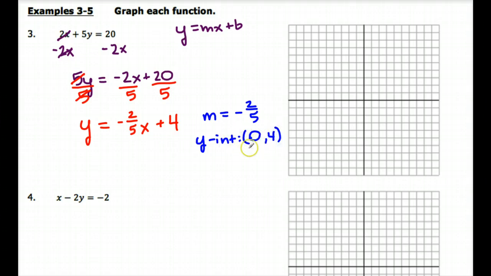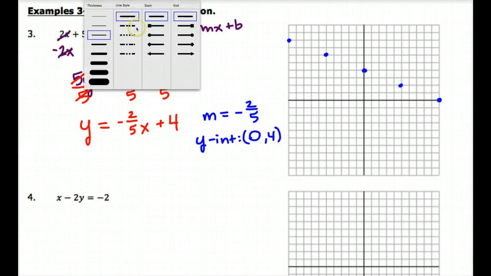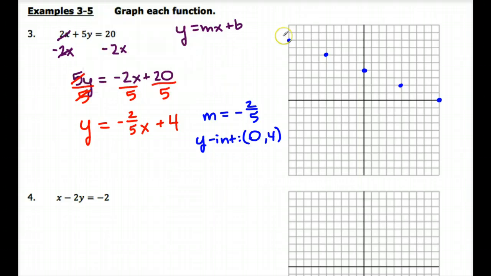So now I can go ahead and graph this line like we've done before. Starting at my y-intercept 0, 4, I know I can go up 2 and left 5, or down 2 and right 5. Okay, and so if I go ahead and connect those dots, that's going to be my line right there.